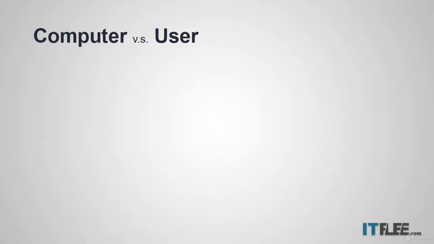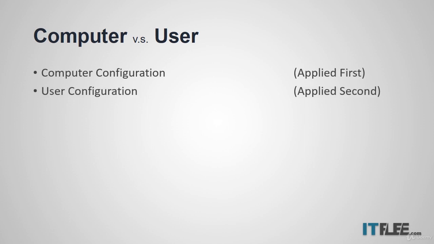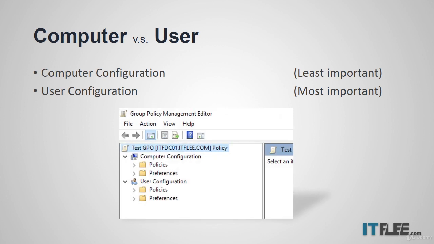All right, now we have to consider computer versus user. Now, within a GPO, you have a computer and a user configuration. The computer configuration is applied first, and the user configuration is applied second. We said that the settings that are applied last are the ones that are going to win. So if you have conflicting settings between your computer and user configuration, the user configuration will win that battle. So the computer configuration is the least important, and the user configuration is the most important. Now here's a picture just showing a GPO in the Group Policy Management Editor. You can see at the top you have the computer configuration and the user configuration. Hopefully that helps you relate to what we're talking about.